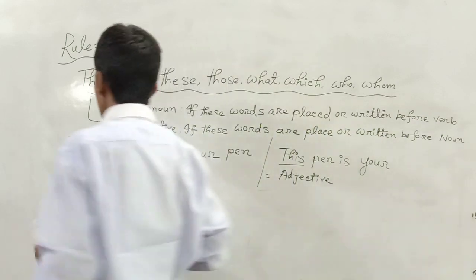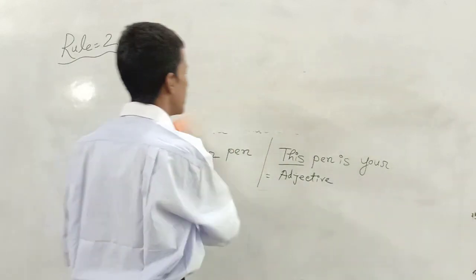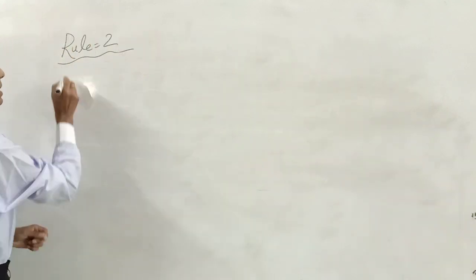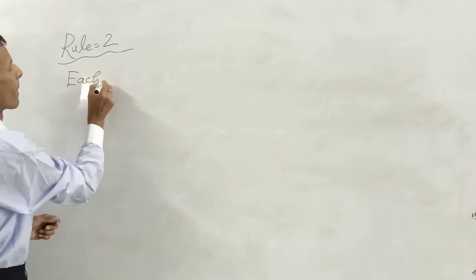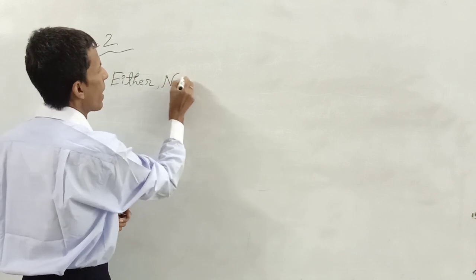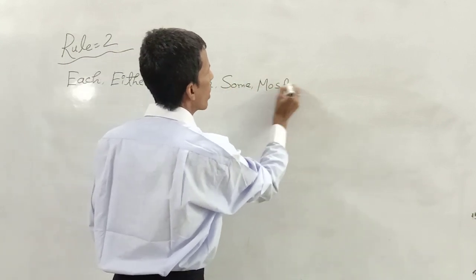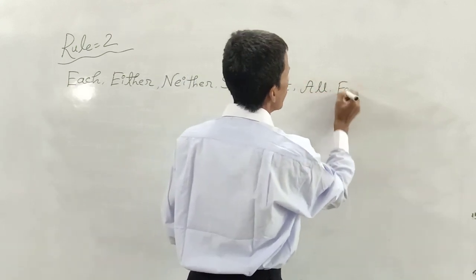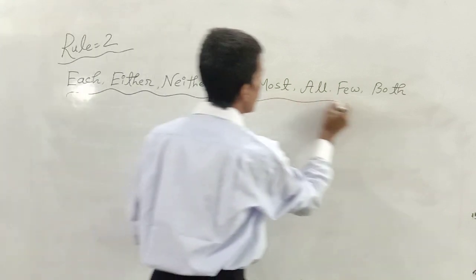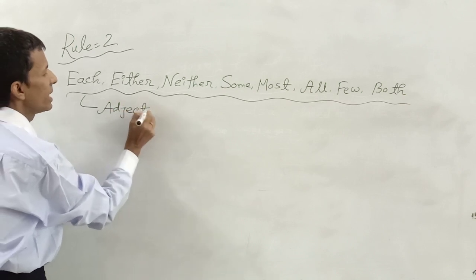Now let me explain another topic, but the subject matter is the same, that means the way of identifying parts of speech. Here I am to make you understand the difference between pronoun and adjective. Each, either, neither, some, most, all, few, both. All of these words can be used as adjective, and in the same way they can also be used as pronoun.